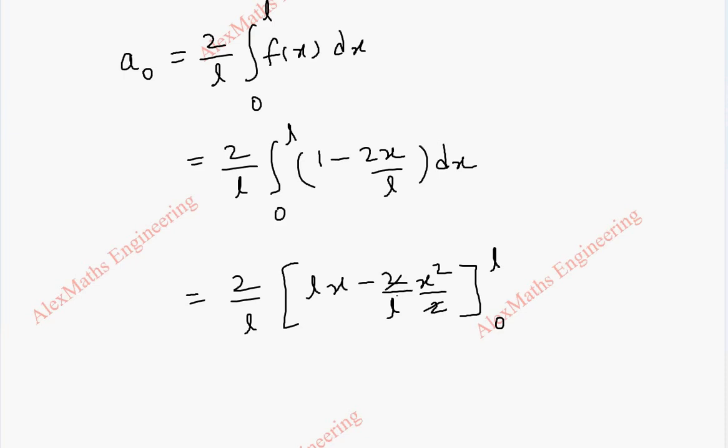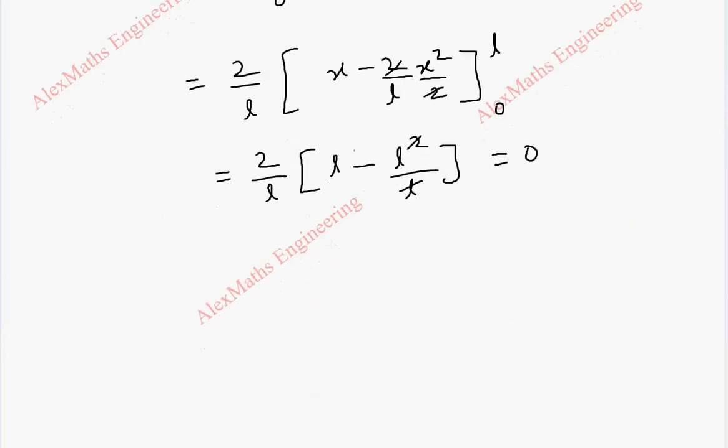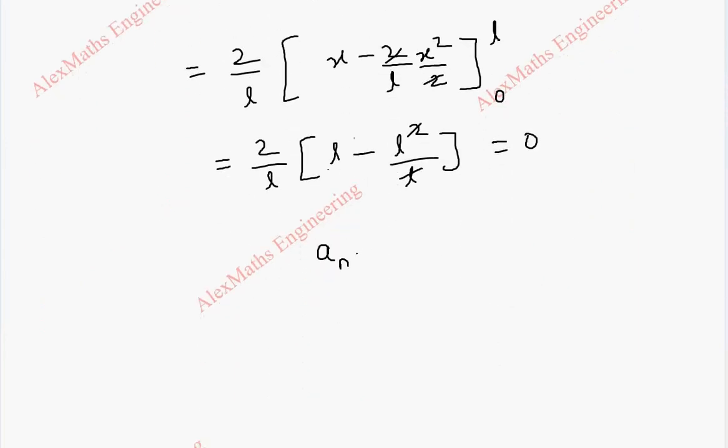We can cancel these two. By using the upper limit, we get L into L, L square by, sorry, this is 1. So 1 integration is just x, so we have only L here. So this becomes L minus L square by L. After cancelling this, L minus L, which is 0. So we got a0 as 0. So let's write it clearly here. a0 is 0.